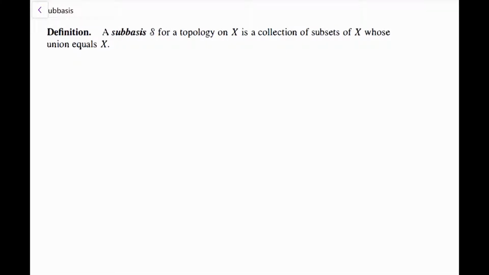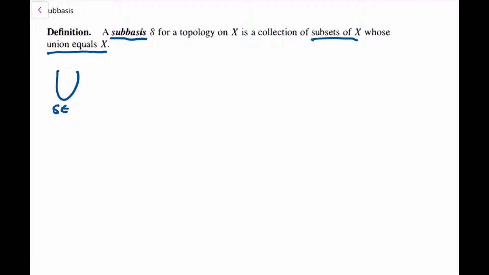The definition of subbasis says that a subbasis S for a topology on X is a collection of subsets of X whose union equals X. This means that the union of all the elements in the subbasis equals the entire set X. So if we write it into a mathematical equation, it looks like this. So the union of all the elements of the subbasis.